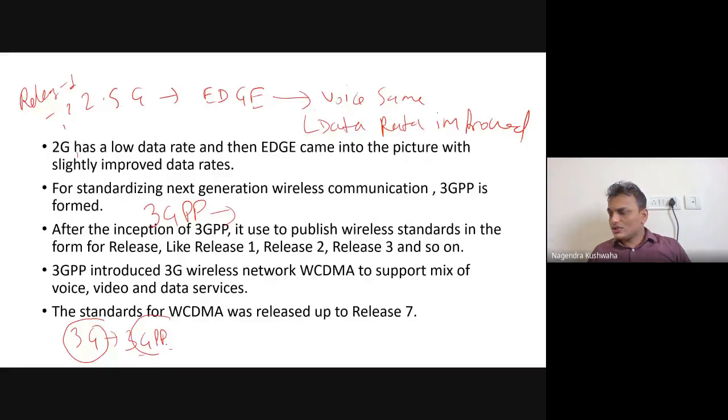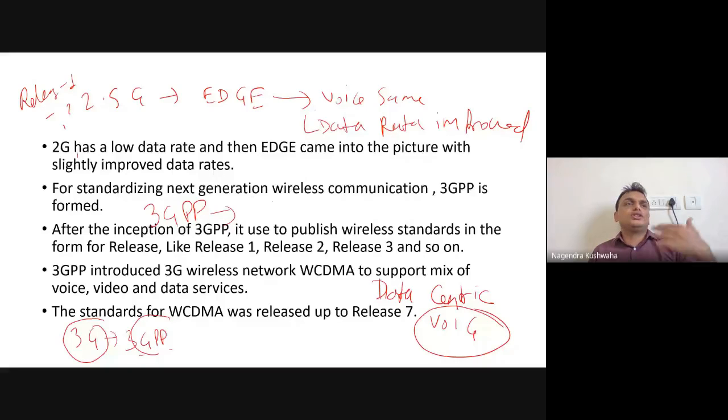It is more suitable for data-centric applications, right? And the voice nearly remains the same. In 2G also we talk with voice. In 3G also we talk with voice. In 2.5G also we have voice communication. But as we keep evolving from 1G to 2G, 2G to 2.5G, and then 3G, the data rates keep on improving. And 3G, whose standard was introduced in 3GPP, was released in release 7.